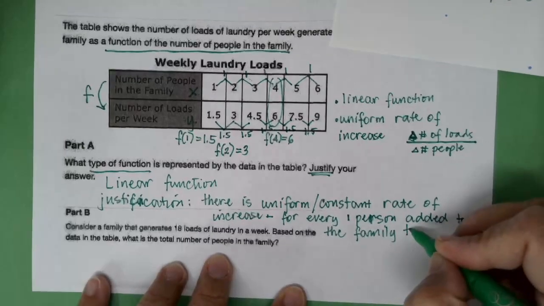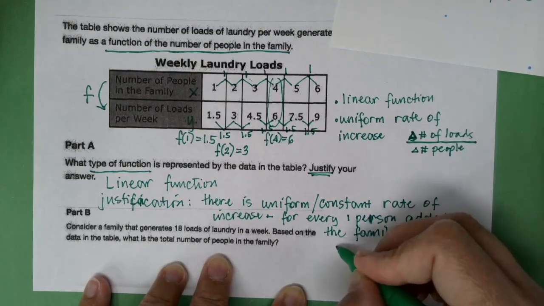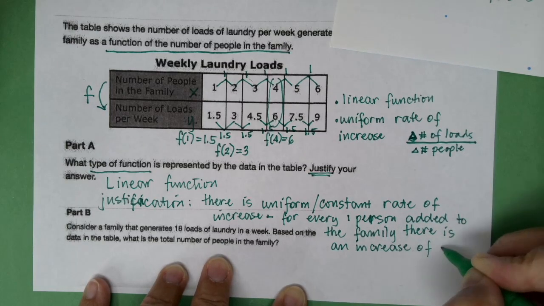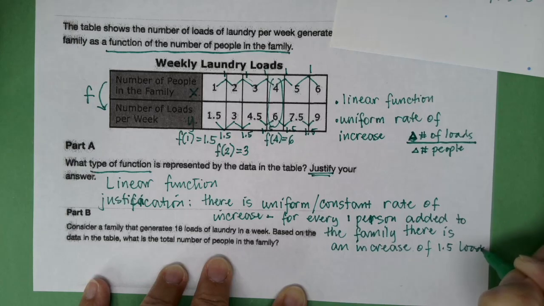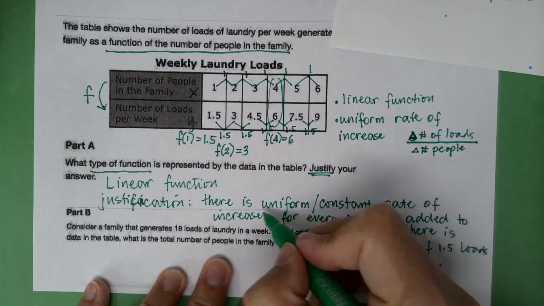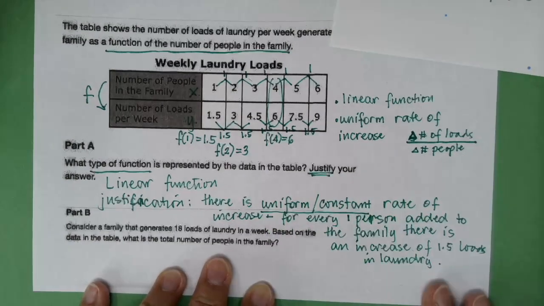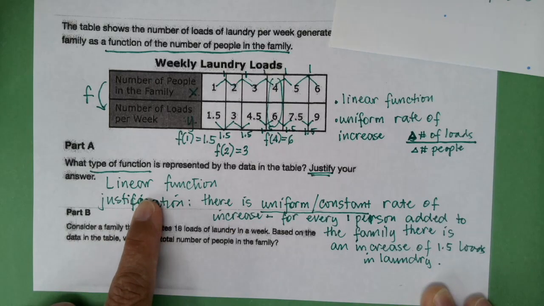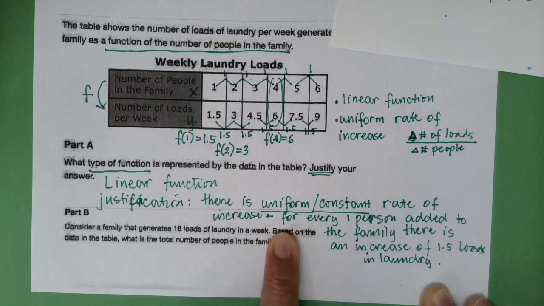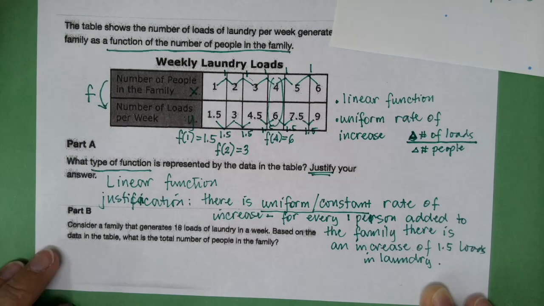there is an increase of 1.5 loads in laundry. All right. So having a uniform or constant rate of increase is already a justification that we have a linear function, because it's only the linear function that has a constant rate. All the other functions do not have a constant rate over the values of the dependent variable.